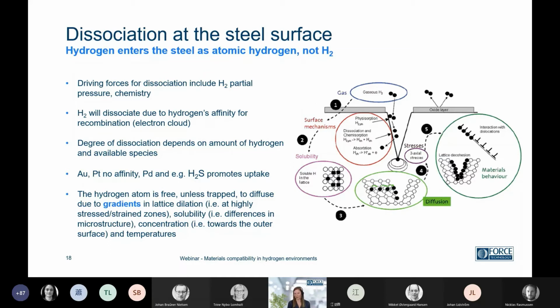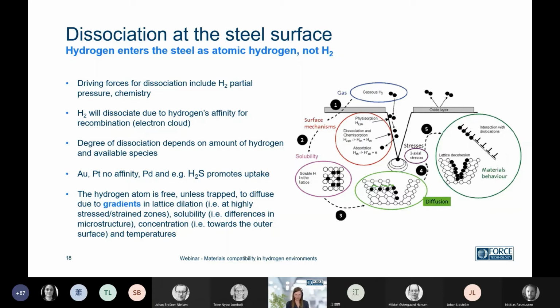Some of the driving forces for H2 to become atomic hydrogen are partial pressure, chemistry, and available species at the surface, because hydrogen has high affinity for recombination due to the electron cloud with just one electron, like I tried to show. And the degree of dissociation depends on how much hydrogen is available. So if we have very high pressure, 100% hydrogen, you may have more dissociation at the surface than at lower pressures. Then we have species promoting uptake.